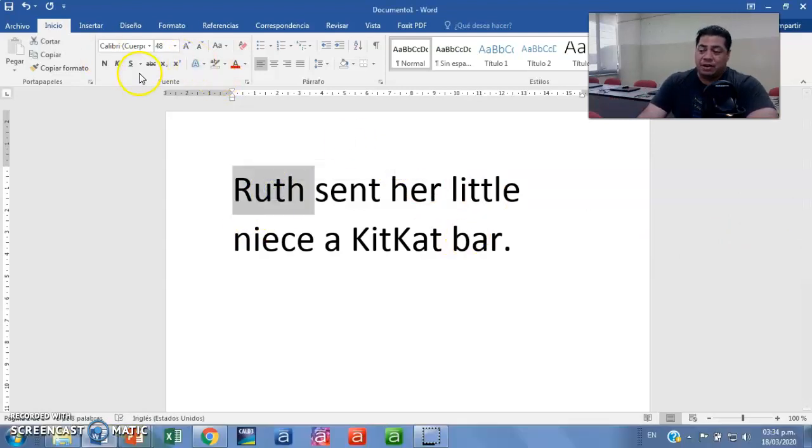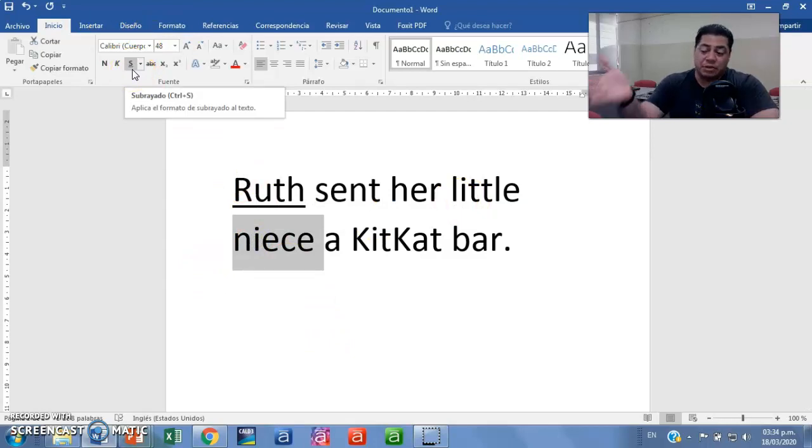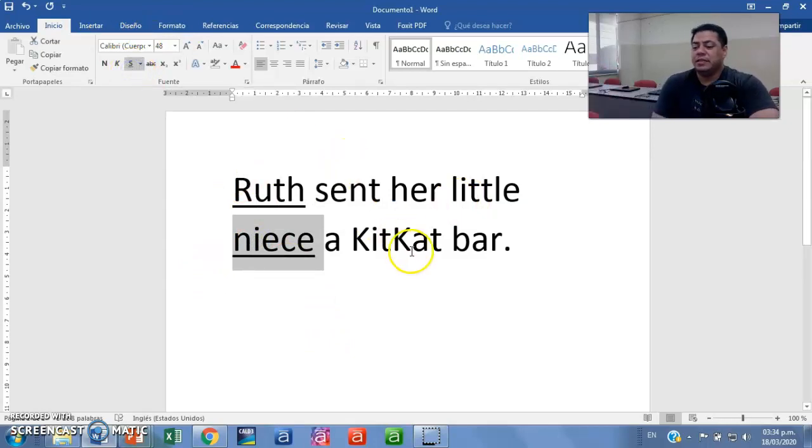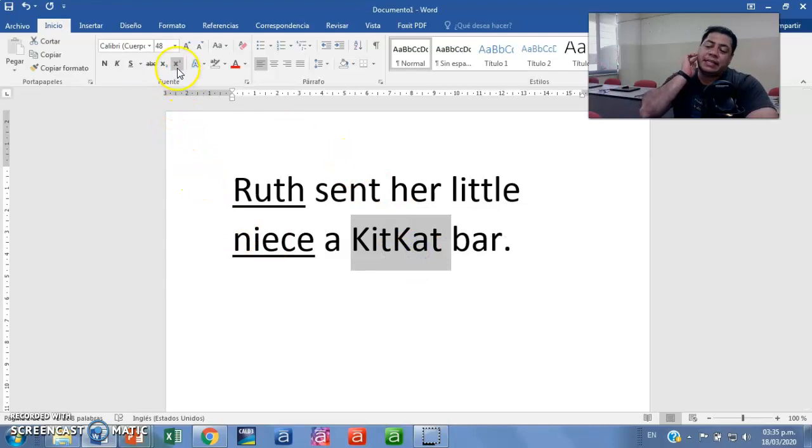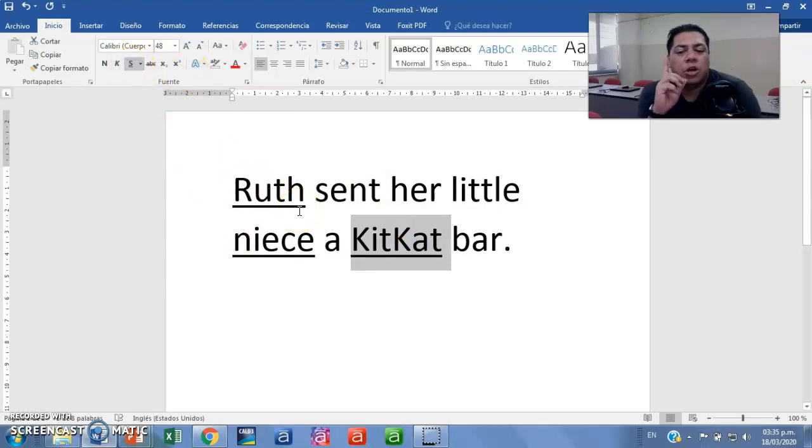Ruth is a noun, of course, it's a proper noun. Niece is a noun. You may have nieces or not, but anyway, you can pluralize the word. Kit Kat is a noun. It's even capitalized. Although we have to be careful. Allow me to make a short parenthesis here. We have to be careful because a word may be capitalized but not necessarily be a noun.